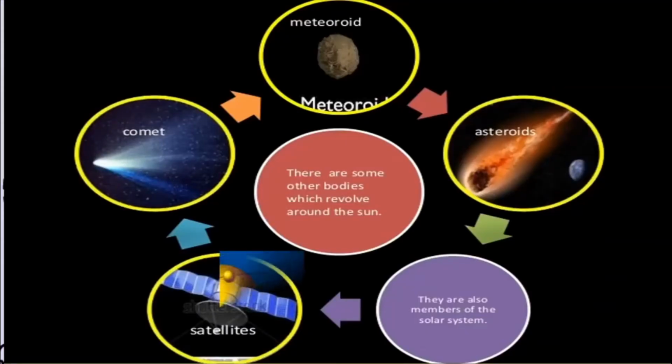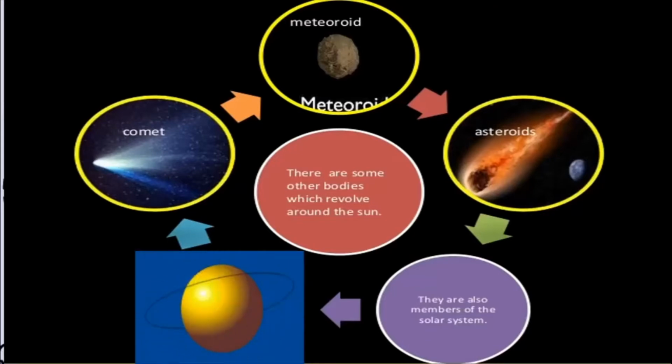For example, we have these satellites. So what are satellites? Satellites are small heavenly bodies which revolve around a bigger heavenly body. So the moon is a satellite of the earth. Okay, so many satellites started forming like this, and then we had comets.